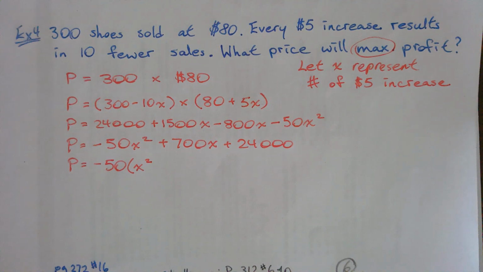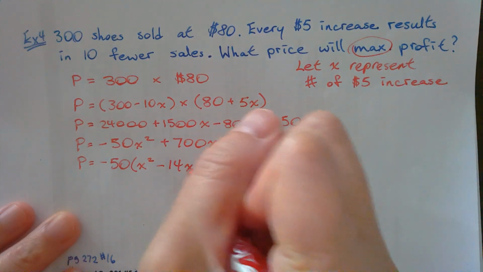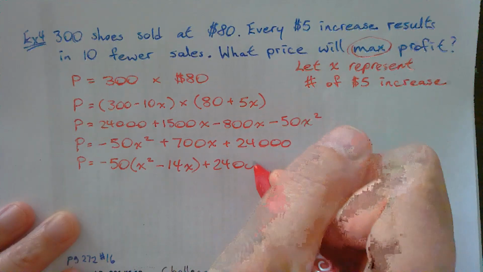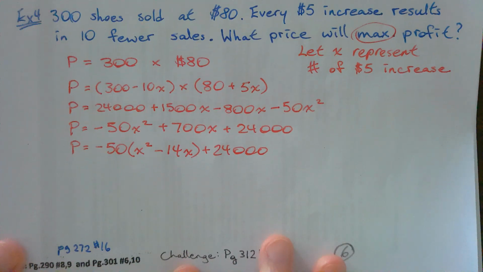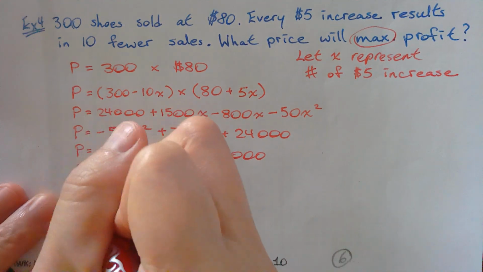So 700 divided by negative 50, negative 14. I haven't done anything with this, so I just leave this here. Drop the plus or minus. Yeah, and now the next step.